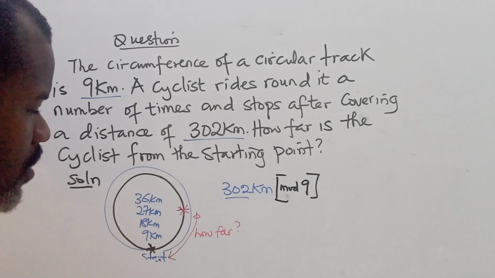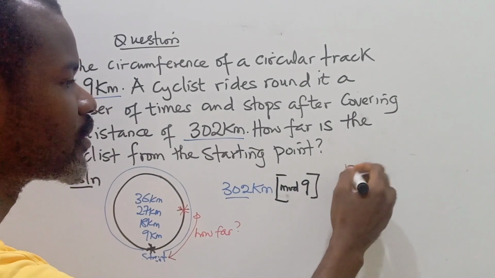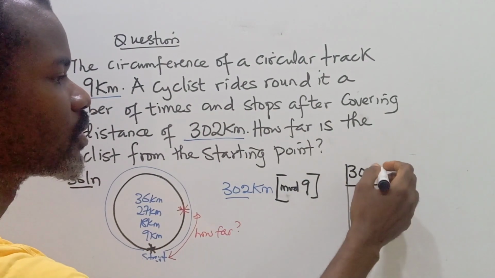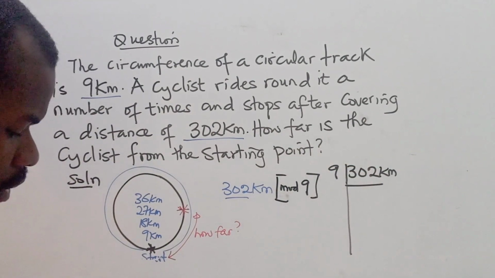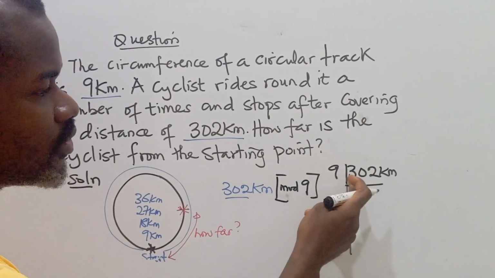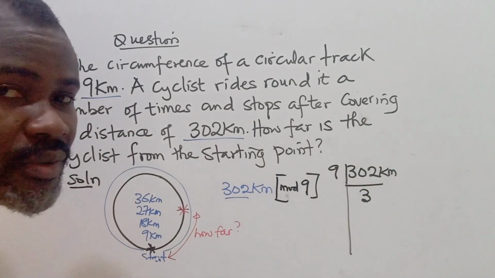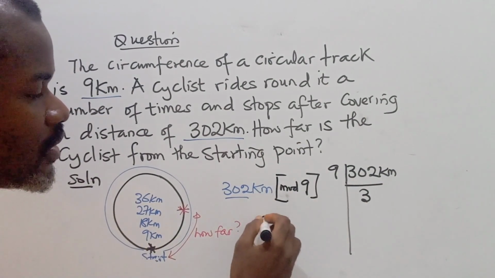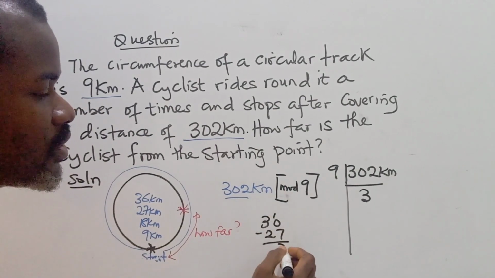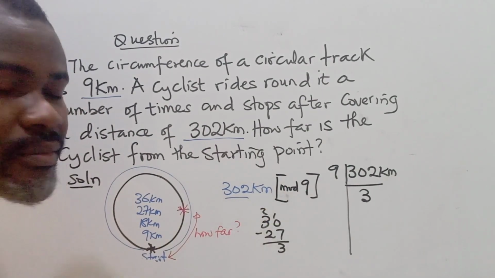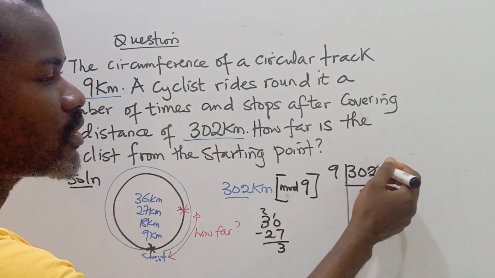So how do we solve this in modulo 9? Alright, it's very simple. We are just going to simply divide. I have 302 kilometers, so we're going to divide it by 9. 9 into 30 is how many times? We have 3 times, which is 27. So 30 minus 27 will give us 3. 2 minus 2 is 0, so it's 3. So I'm going to carry this 2 and put it here.